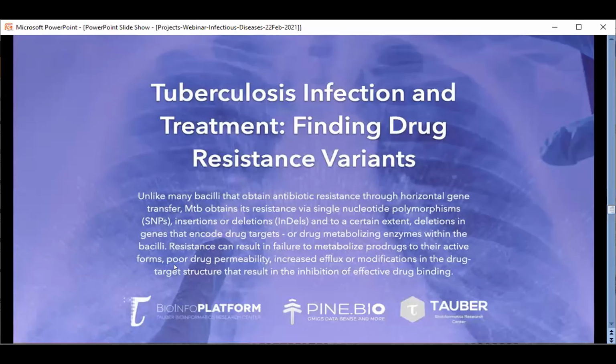Then the third project is about tuberculosis. Here we have designed this project to understand the drug-resistant variants in the mycobacterium. As we know, one-third of the world population has been infected with tuberculosis. This tuberculosis is caused by Mycobacterium tuberculosis. This disease has severe symptoms including chronic cough, blood present in the sputum, weight loss, etc. But the major concern with tuberculosis is the drug resistance in the mycobacterium.